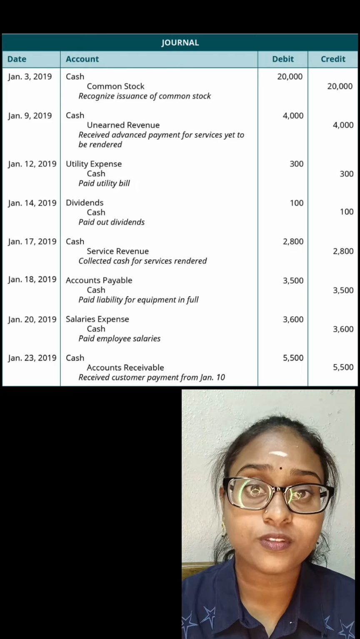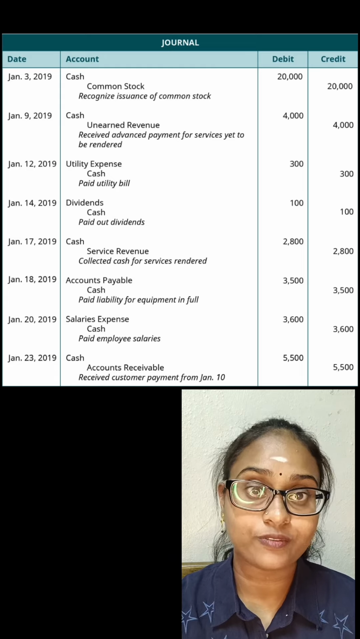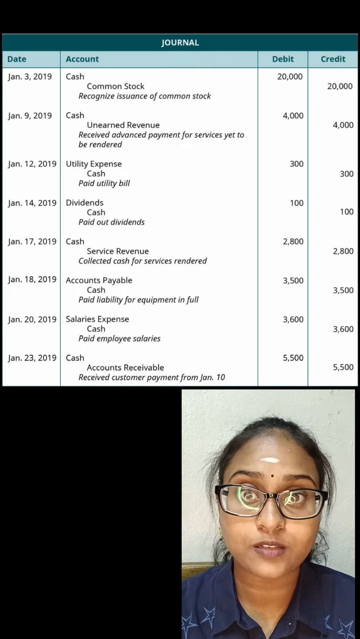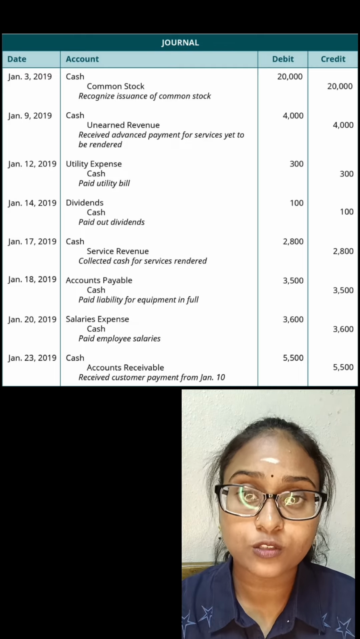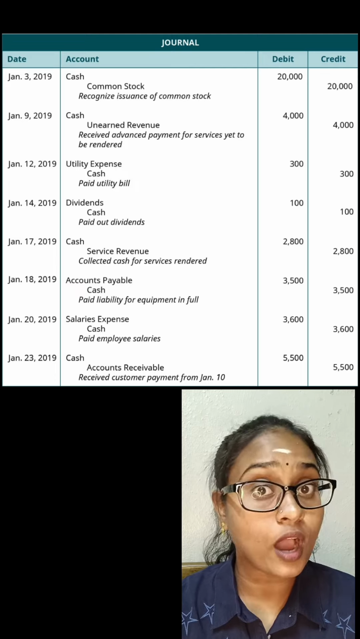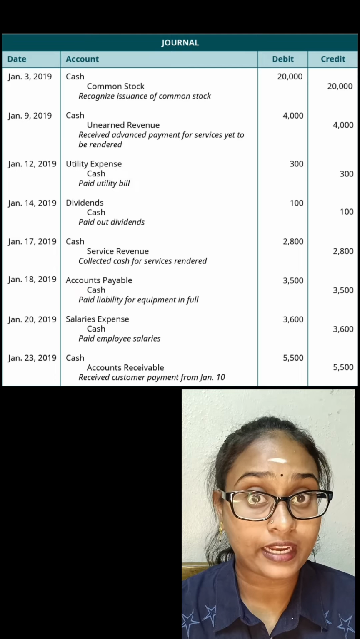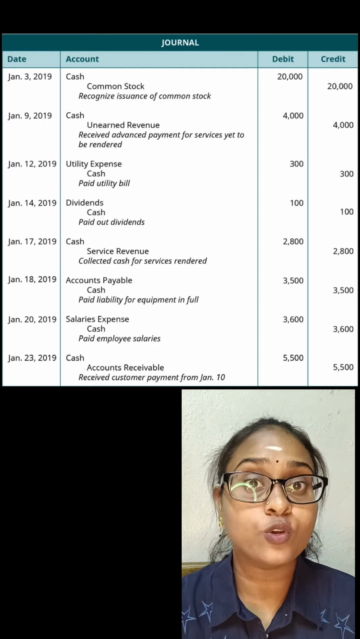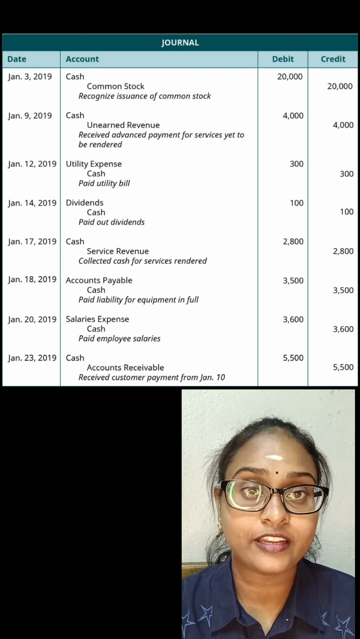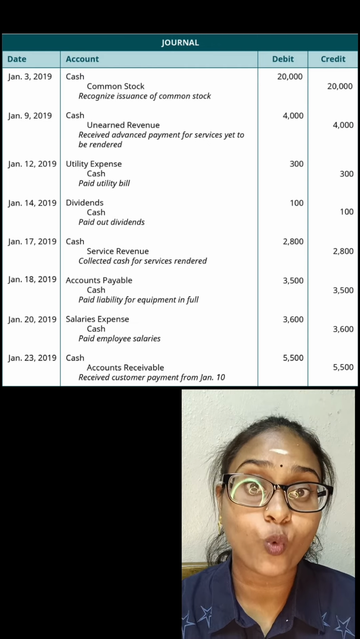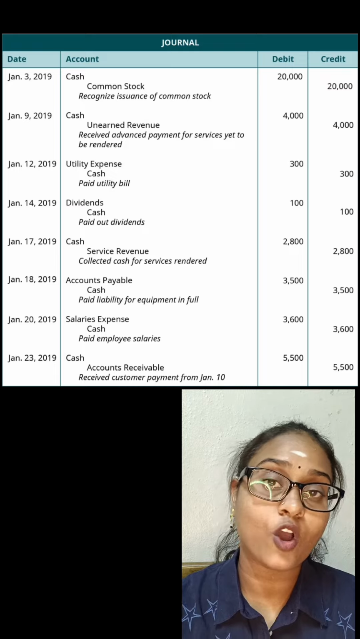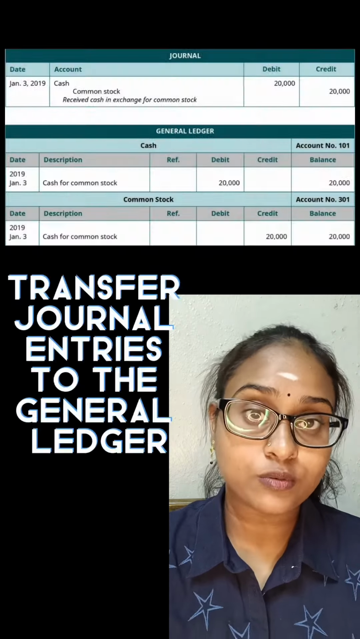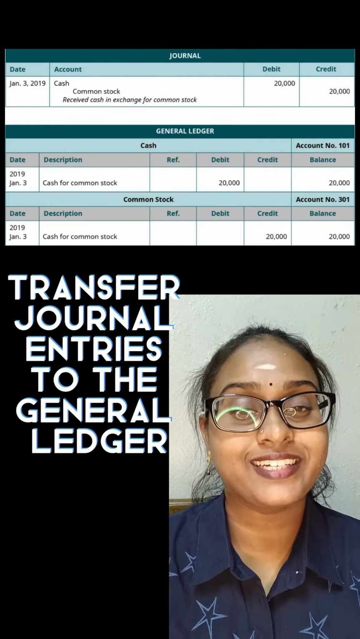And the rules of the journal entries of the transaction are: there must be a minimum of two line items in a journal entry, though there is no upper limit to the number of line items that can be included. A two-line journal entry is known as a simple journal entry, while one containing more than two line items is called a compound journal entry.